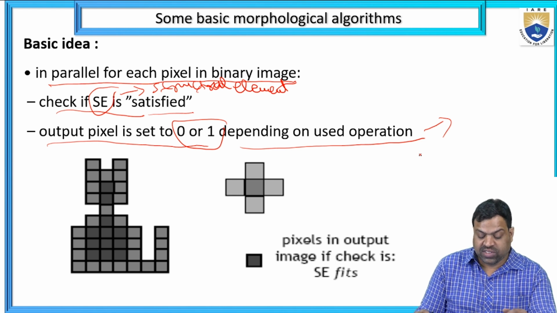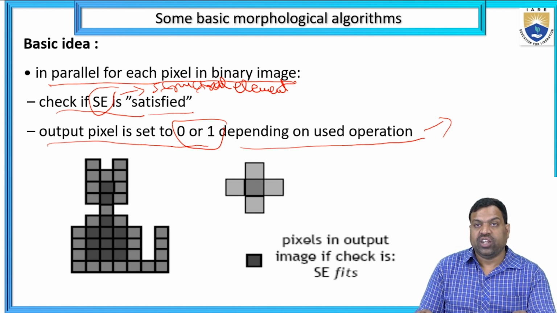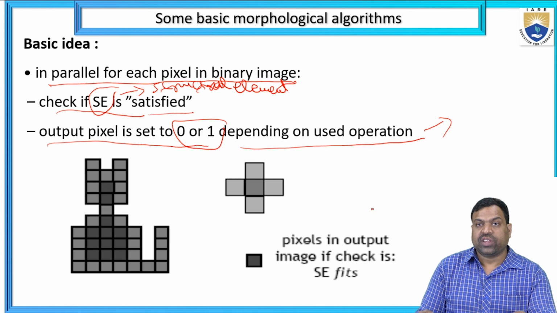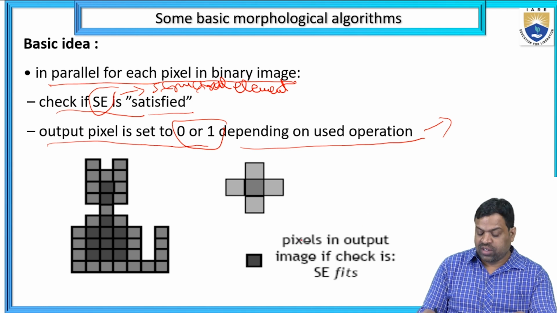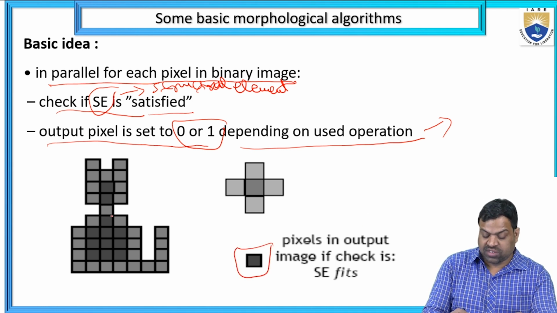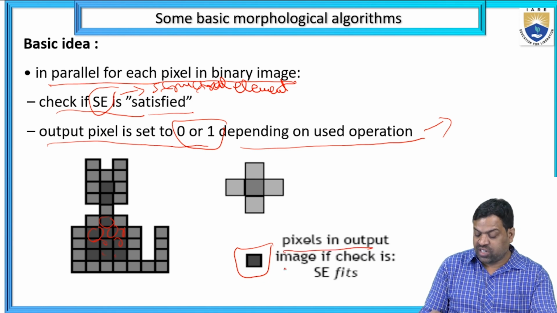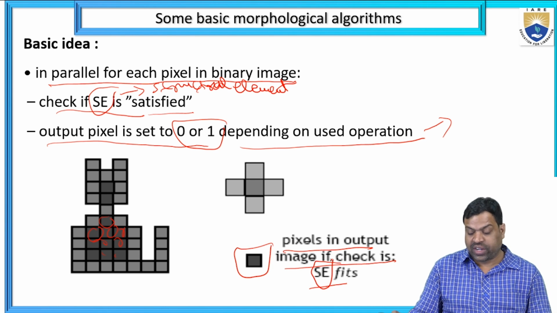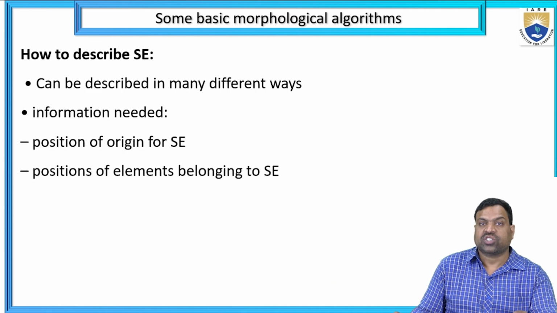Okay, what is the basic idea about the structural element? So when I am going for the in parallel of each pixel in binary image, check structural element is satisfied. Output pixel is set to 0 or 1 depending on the operation used. Okay, so if I am going for like this, these different colors are there. These pixels in the output image check if the structural element will fit. Okay, it is a basic idea about the structural element.